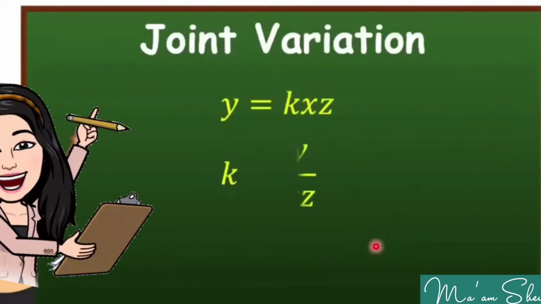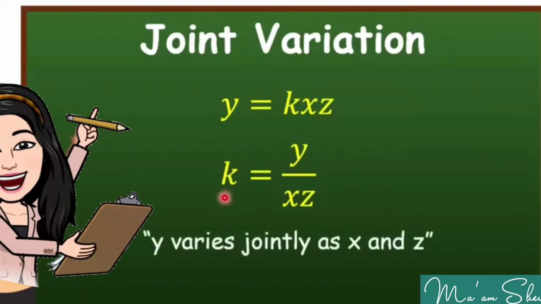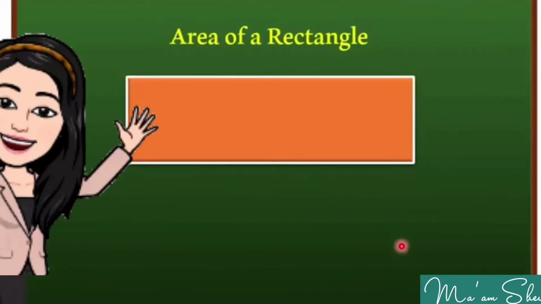Now, let us take a look on these two equations. So, ito yung dalawang equations na mahalaga in solving joint variation. First, y is equal to k times x times z. And second, k is equal to y divided by x times z. Itong pangalawang equation is the formula in finding the constant of the variation, wherein y varies jointly as x and z.